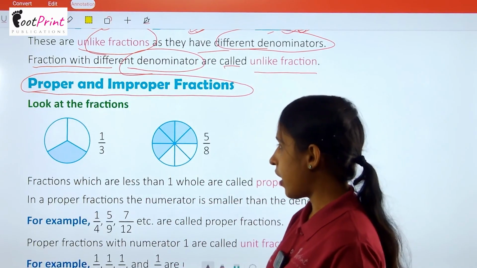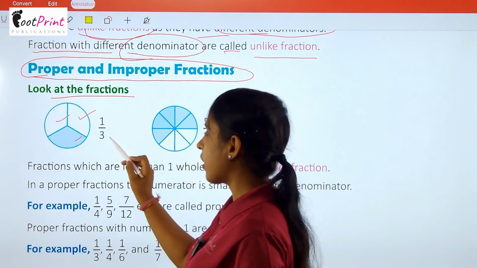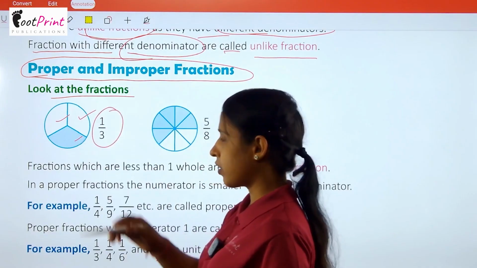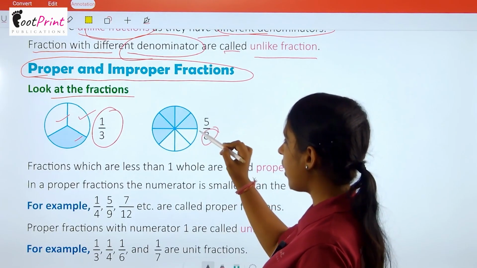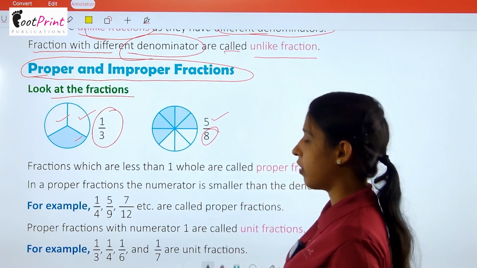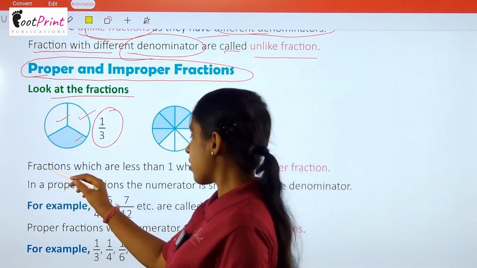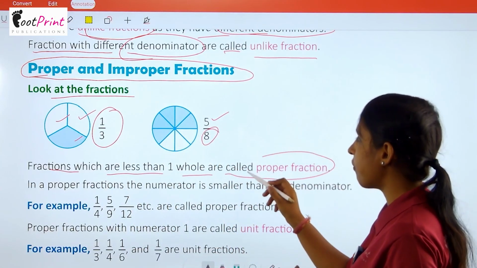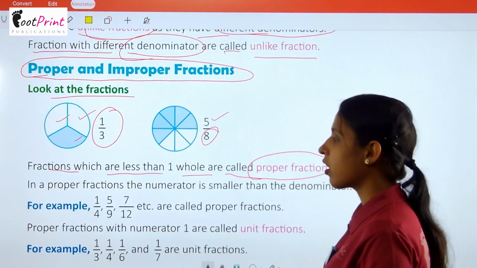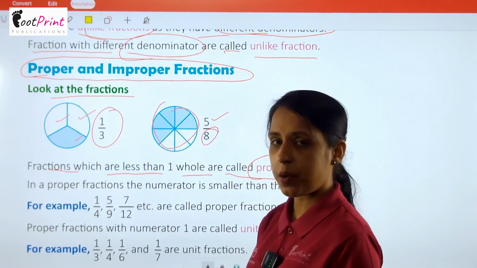Okay, so let's learn about it. Look at the fractions here. 3 parts are given and 1 is shaded, so fraction will become 1/3. In this 8 parts are given and 5 parts are shaded, so fraction will become 5/8. So we can say fractions which are less than 1 whole are called proper fraction. जो भी फ्रैक्शन क्या होते हैं पूरे होल से कम होते हैं वो क्या होते हैं हमारे प्रॉपर फ्रैक्शन.